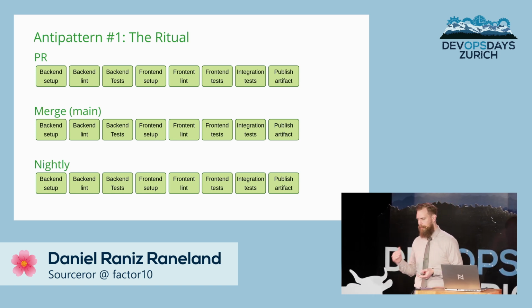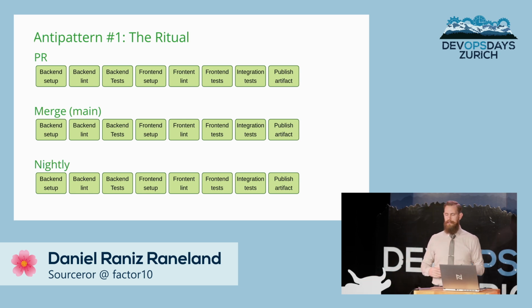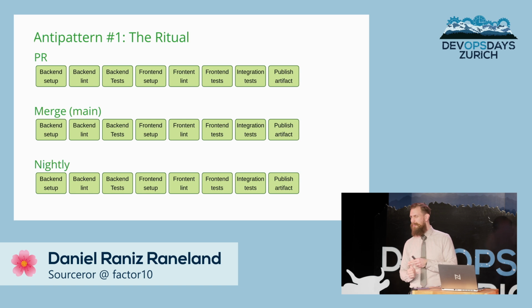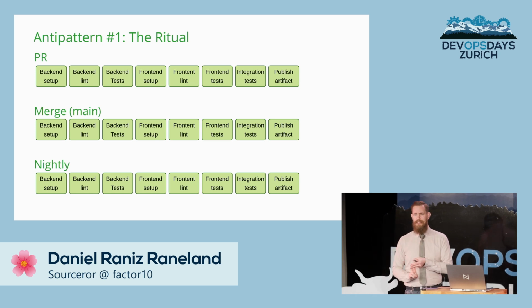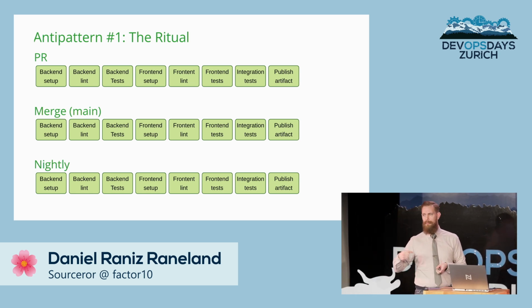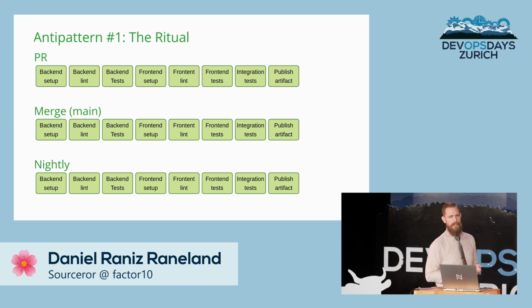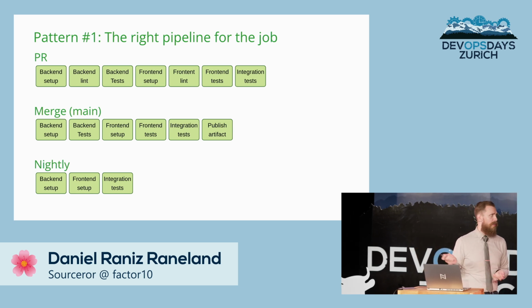Every PR, every merge to main, every night. And the PR artifact is probably not used. The main artifact is definitely used. And the nightly artifact is just waste, because that's the same artifact that we built on main, but we just rebuild it every night. So what we should do instead is we should have the right pipeline for the job.